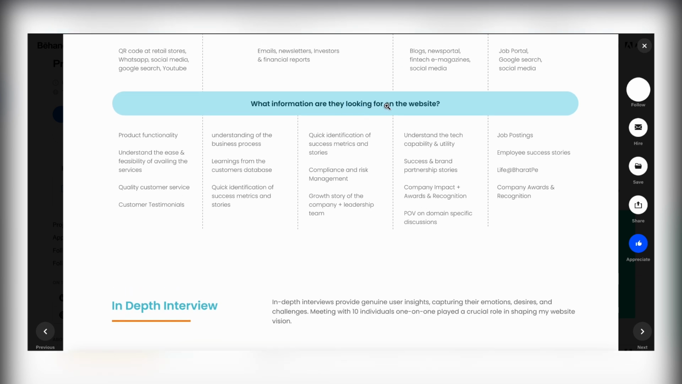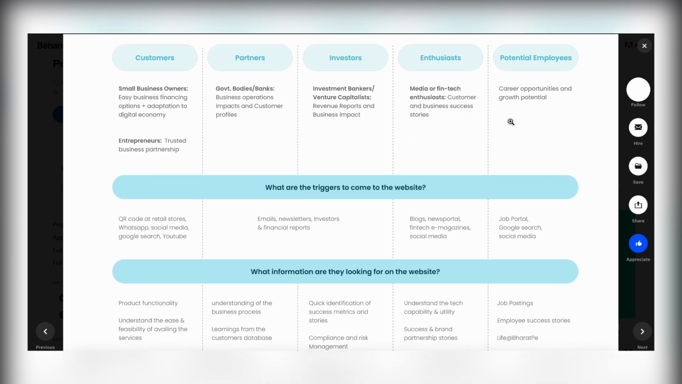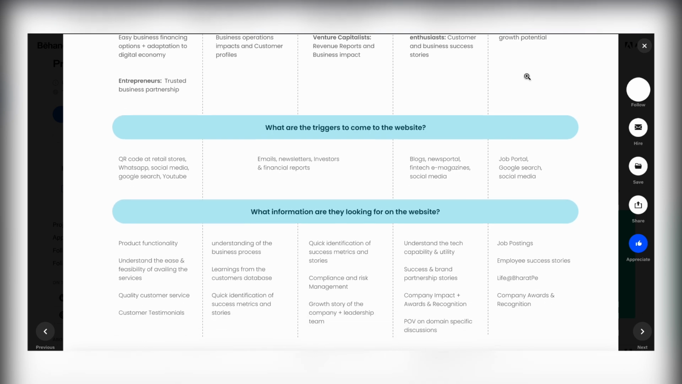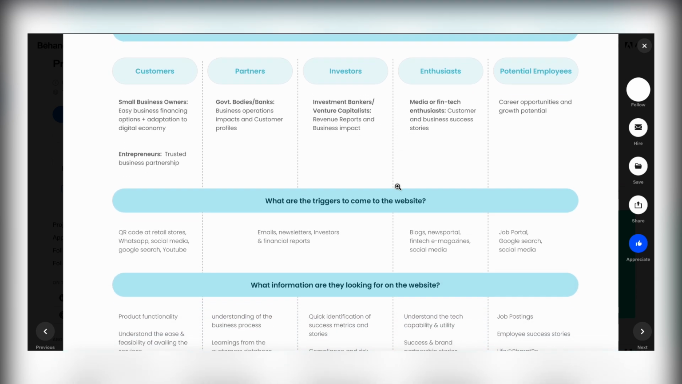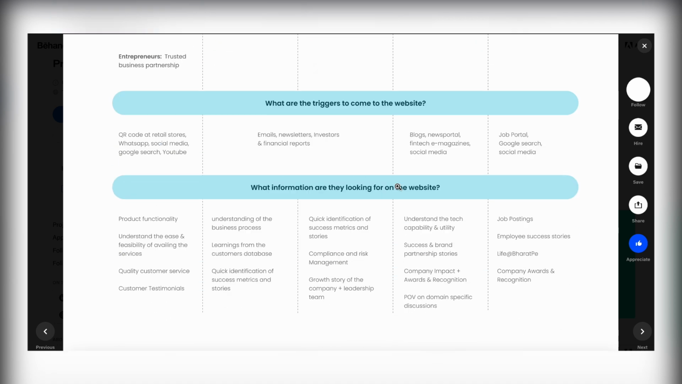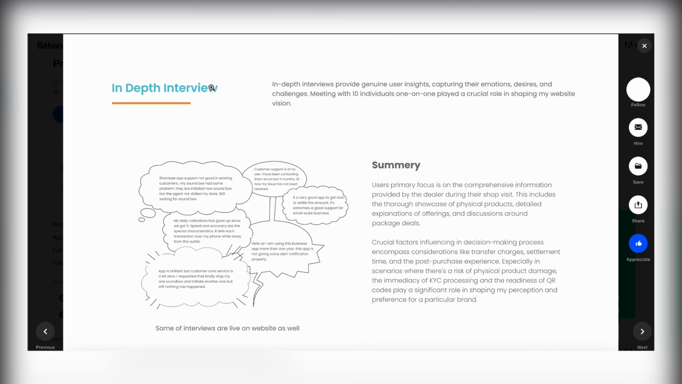So what information are they looking for on the website? Product functionality, understanding the ease and feasibility, quality customer service, customer testimonials, okay? Employees are looking for job postings. Why is this here? Because an employee is not a user of Bharat Pay services. So why is this even here? Don't show all this thinking the recruiter is going to be impressed, because they are not going to be impressed by all of this. They want to know what problem you solved, how you solved it, and what the outcome was. That's it.